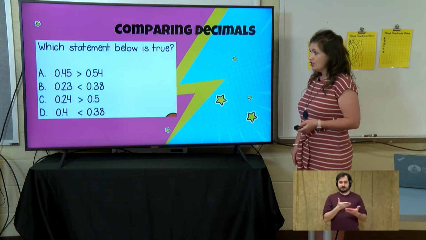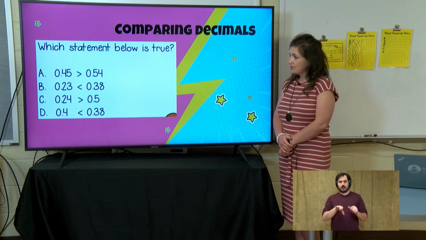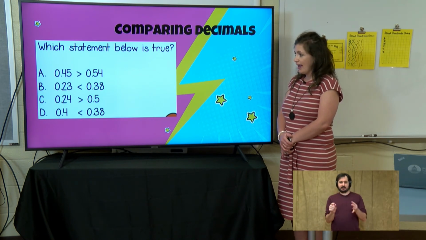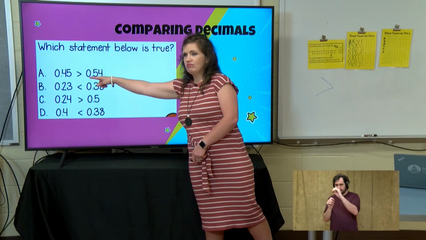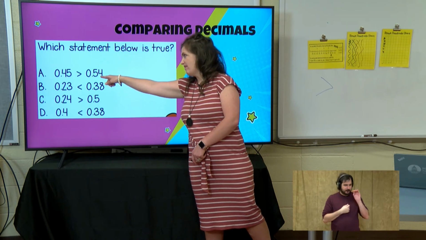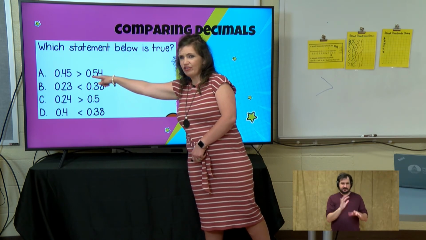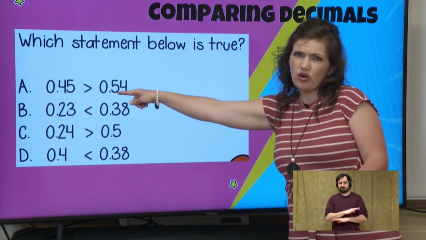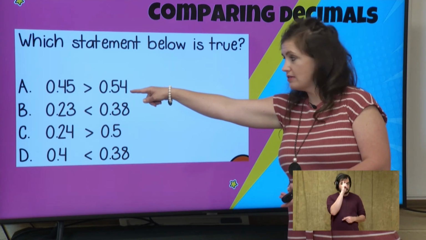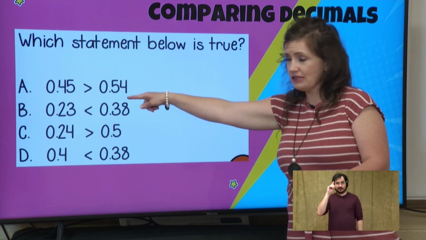All right, so let's do another one. Which of the statements below is true? So let's look at A, 45 hundredths and 54 hundredths. Well, let's think about this. Let's look at the number in the tenths place. What do you see? We see a 4 and we see a 5. Well, if I have 4 tenths, I know that's less than 5 tenths. So is that going to be greater than? No. And you could also think about it as money.